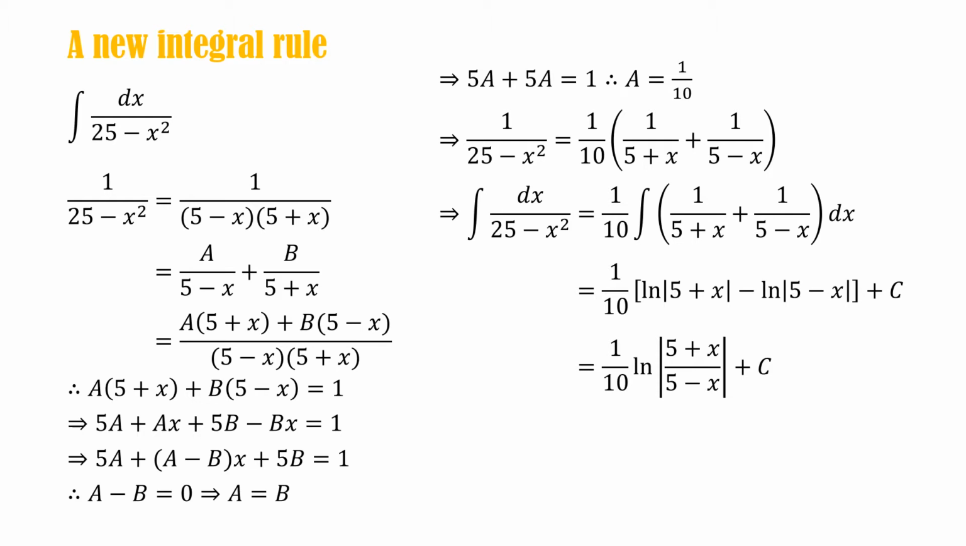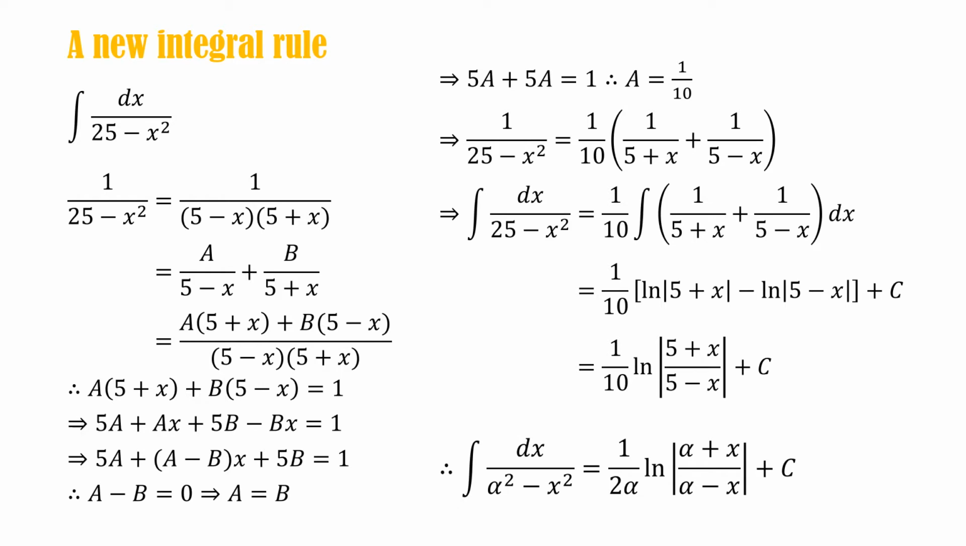So I can switch out that 25 for 5 squared, and if we switch out 5 for some symbol, let's say alpha, well, now we've got that 1 over alpha squared minus x squared is going to be equal to 1 over 2 lots of alpha times the natural log of alpha plus x over alpha minus x plus our constant of integration.